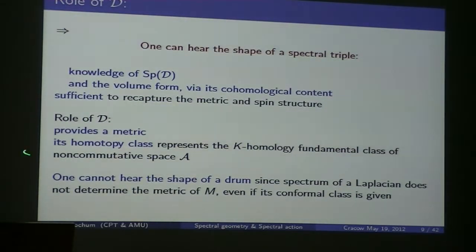So the role of D is to provide you a metric, and also, when you have D, you can add a connection, so you have another candidate. So its homotopy class represents the K-homology fundamental class of the non-commutative space. So you see here, you work with non-commutative spaces, and you have plenty of them. Not only manifolds. That's the idea.